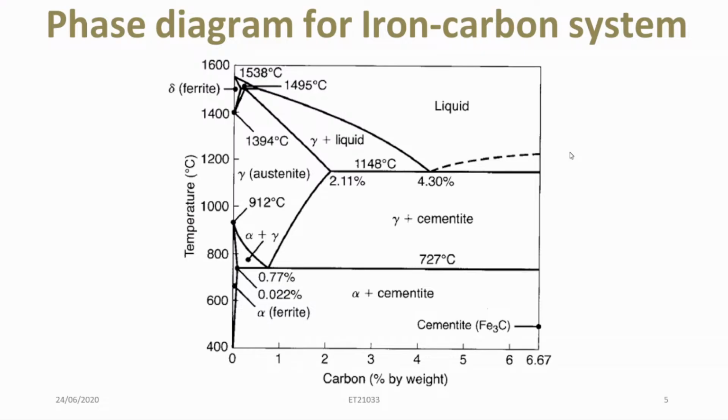The diagram is divided into regions showing where each phase is stable. Single phase areas like pure austenite or ferrite, and two-phase mixtures like austenite plus cementite. Knowing where your steel sits on this map lets you predict what happens during heating, holding, and cooling, and therefore the hardness, strength, and toughness you will get.